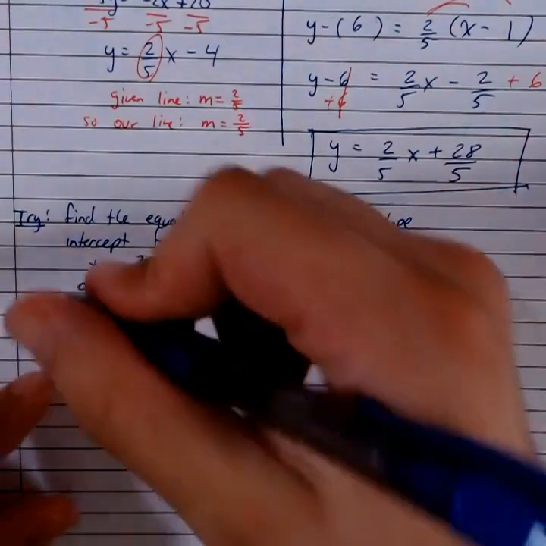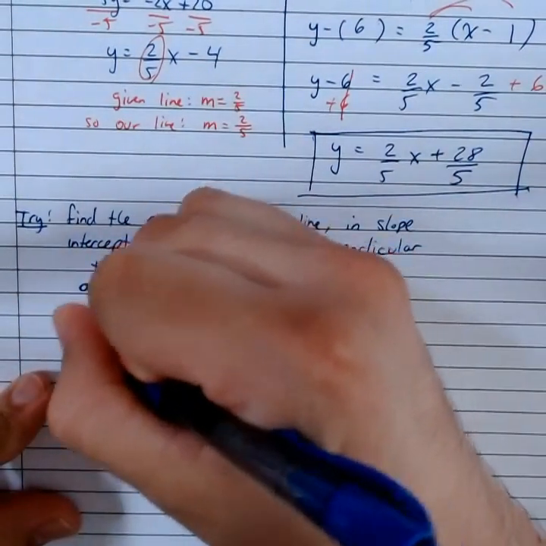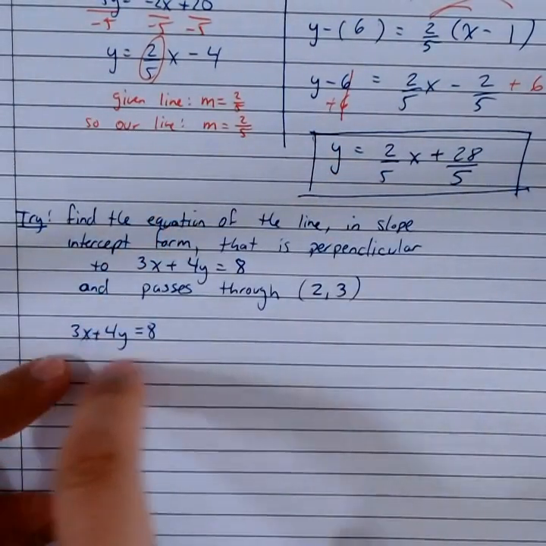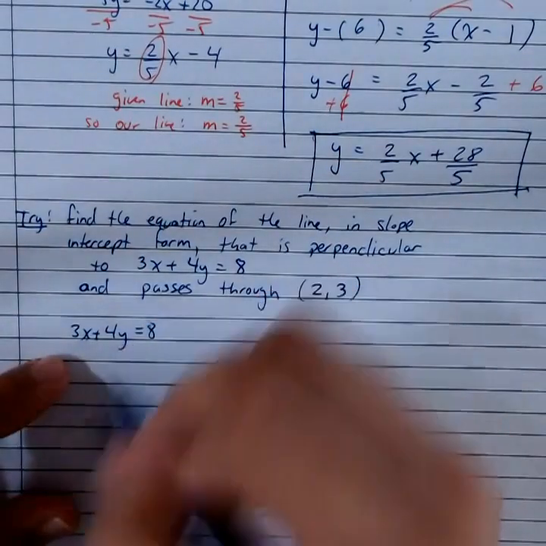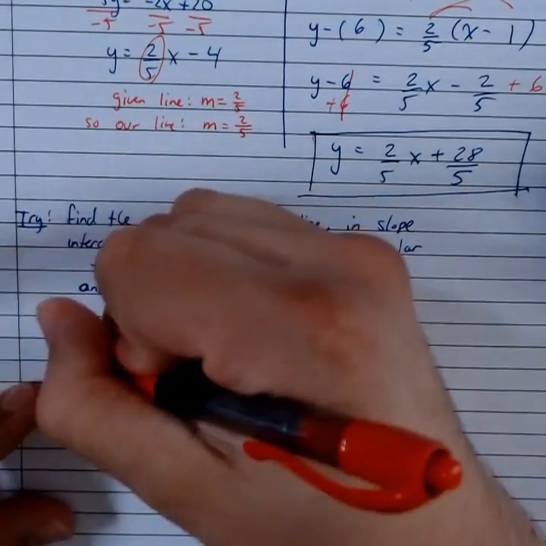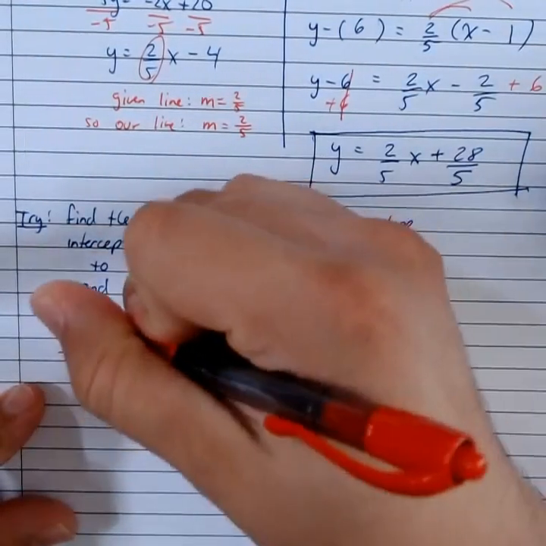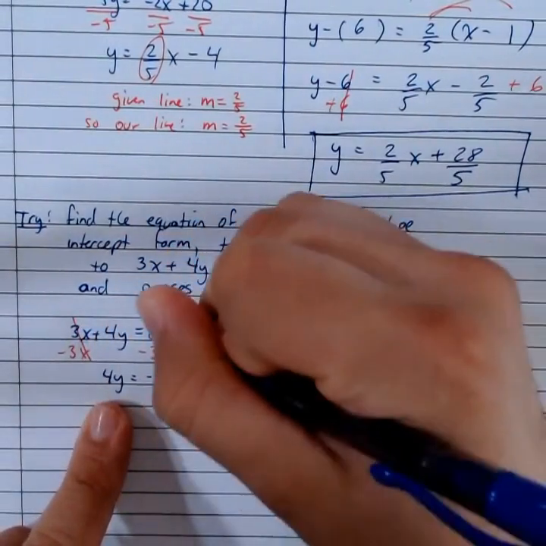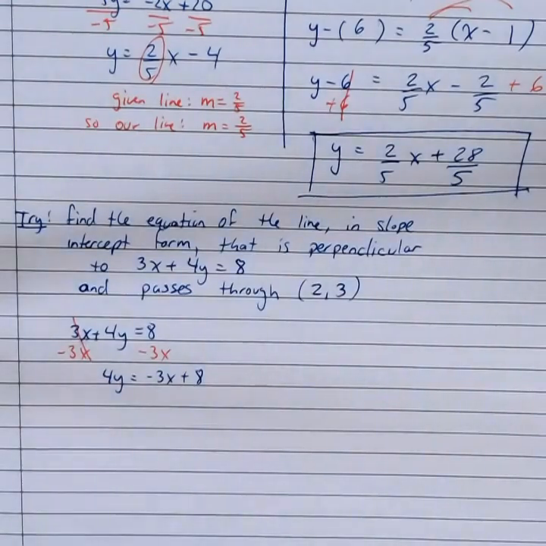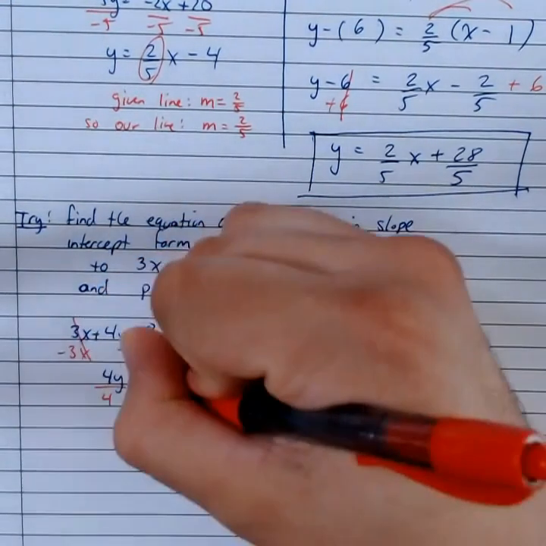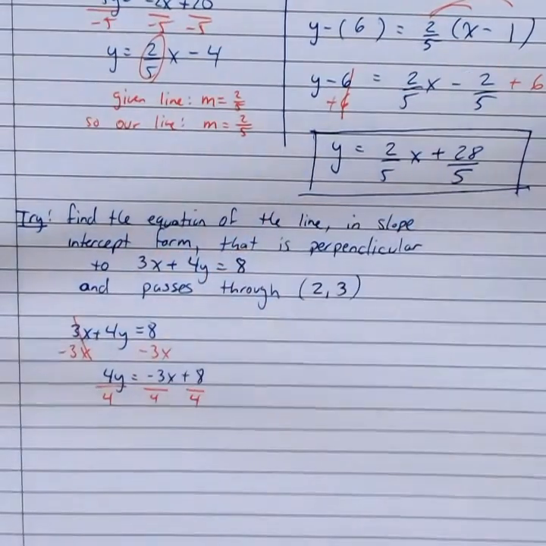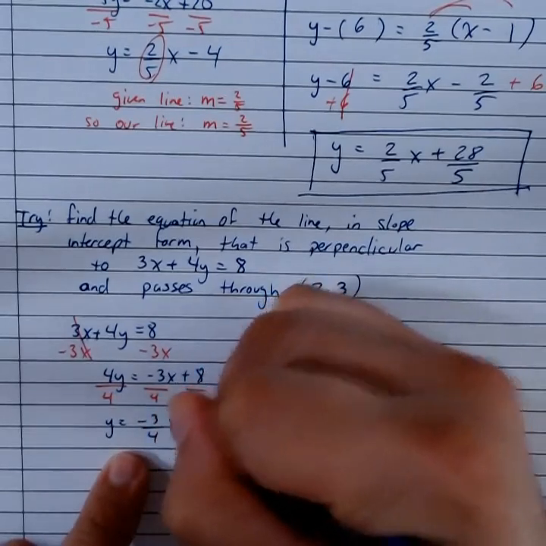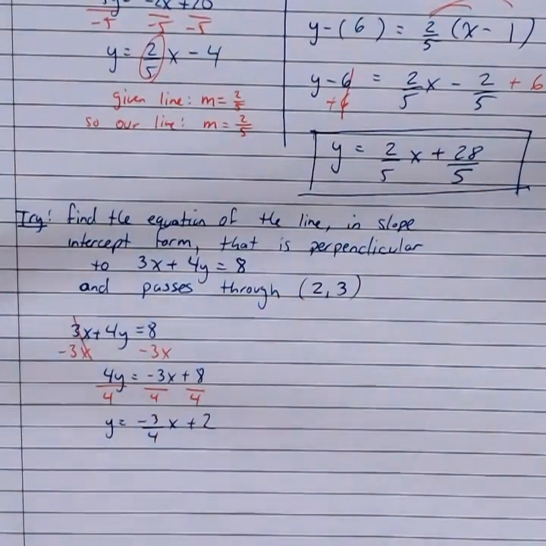All right, so let's take a look. Here we have an equation of 3x + 4y = 8. We want to figure out the slope of this line, and we can do that by putting it in slope-intercept form. So let's subtract 3x from both sides. That makes that go away, and that'll give me 4y = -3x + 8. Then let's divide everything by 4. That gets y by itself: y = -3/4 x, and if you divide those out, that's just the number 2.